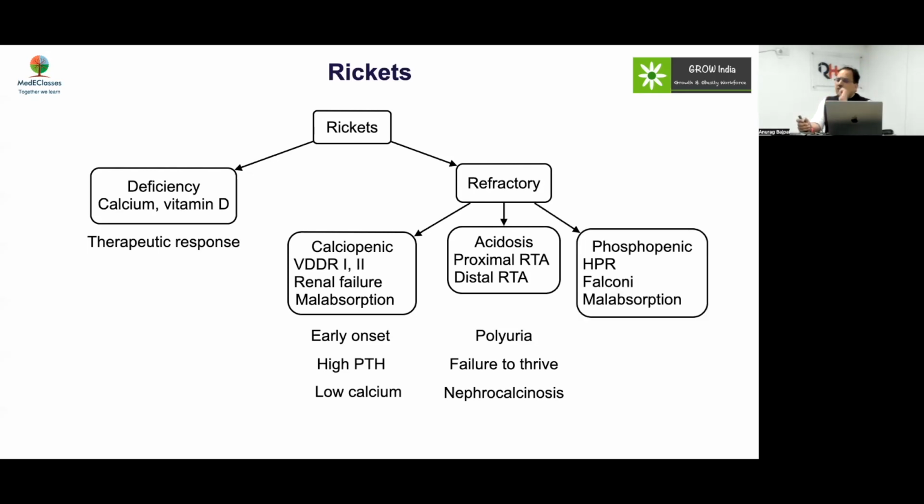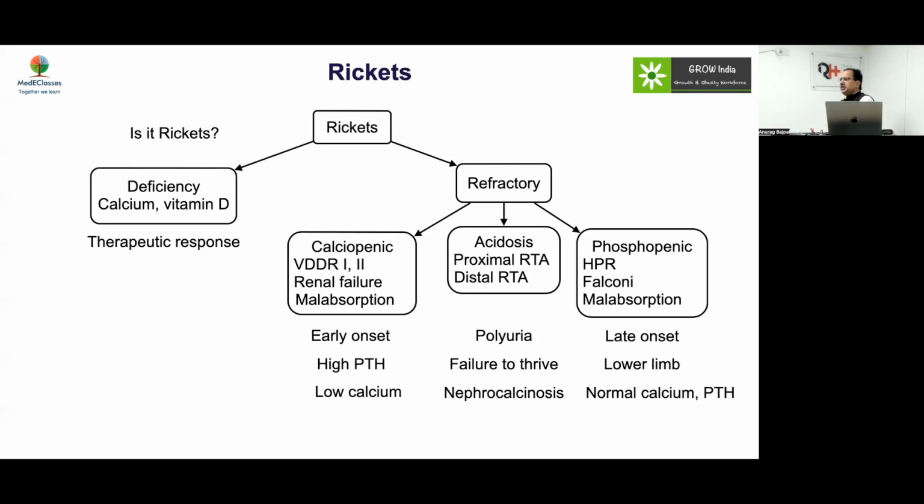And finally, you will have the phosphopenic form in which you have hypophosphatemic rickets, Fanconi's disorder or malabsorption associated with late onset lower limb abnormalities with normal calcium in PTH. So if you now remember just two things, phosphorus, calcium, PTH. These three will classify all your forms of rickets and we'll use it for further evaluation.